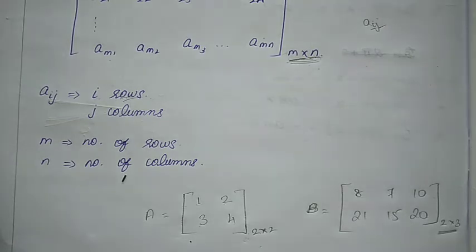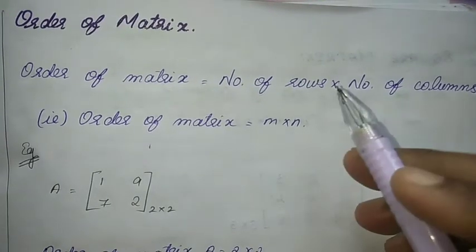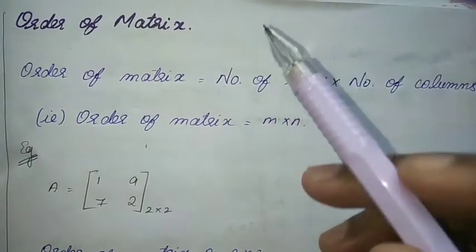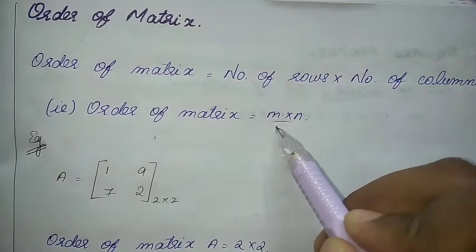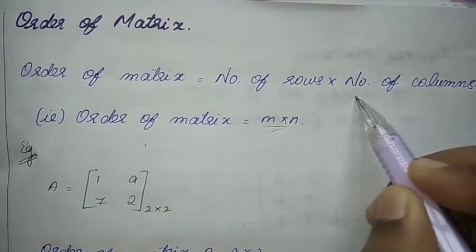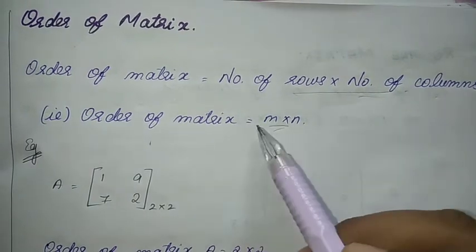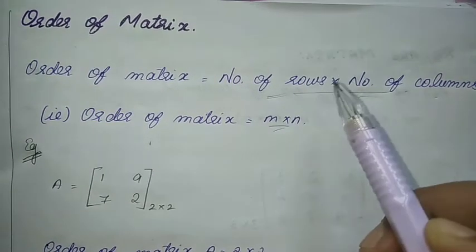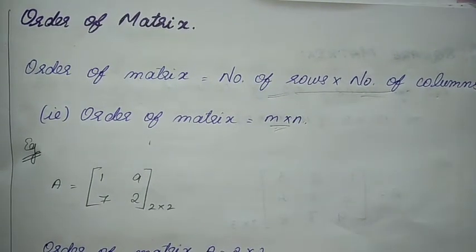Now let me teach you the order of a matrix and the types of matrices. First, we will learn the order of a matrix. I already taught you what the order of a matrix is. It is m by n. This only is called the order of the matrix. Order of matrix is equal to number of rows by number of columns. This is the general form for any order of a matrix. The number of rows we represented as m, and n will represent the number of columns.